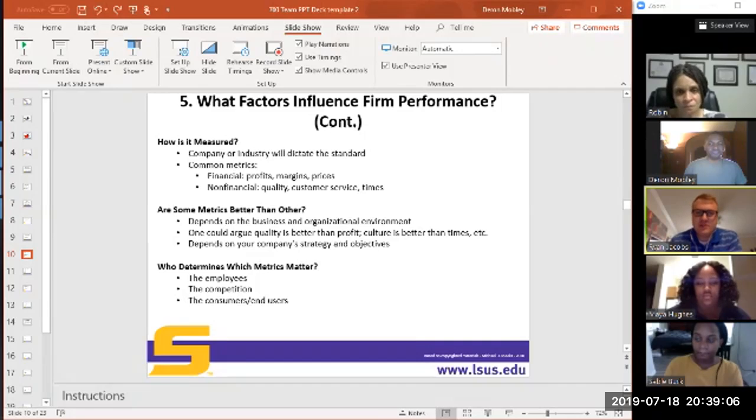Are some metrics better than the other? And again, that completely just depends on the organization you are. Are we selling clothes? Are we creating medications? Are we working in a business or consulting firm? It just depends on what we're doing. Who determines which metrics matter? I said the employees, the competition, and then the end users, all three of those equally. I don't think, again, one can be above the other. We can go to my next slide here.